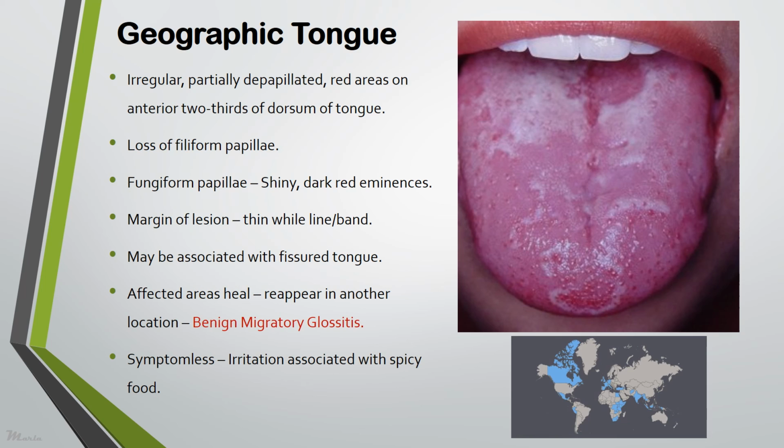The most characteristic feature of this lesion is that such areas of atrophy generally heal and again reappear in a different location at a different time. And that is why the term benign migratory glossitis is used. So it resembles the map of the world, and hence it is called geographic tongue. This lesion is generally symptomless. However, some irritation may be associated with the consumption of spicy food.